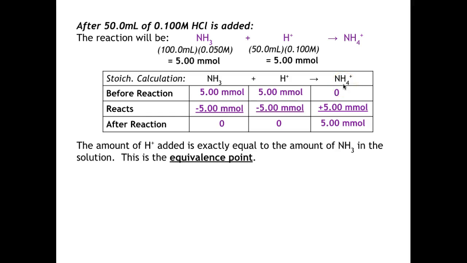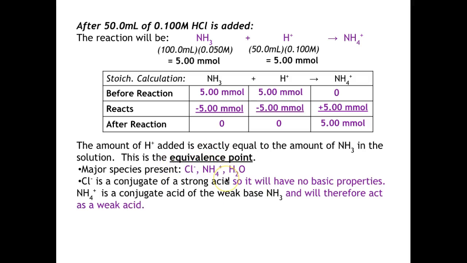So the amount of H plus added is exactly equal to the amount of weak base in the solution. This is the equivalence point. So the major species that we have left, because we have neutralized all of our hydrogen ions and our hydroxide ions, we're going to have chloride ions, ammonium, which is our conjugate acid, and water. So now we need to react our conjugate acid with water. Chloride, because it is the conjugate of a strong acid, is not going to have any effect on our pH, but this will. Our conjugate acid absolutely will.